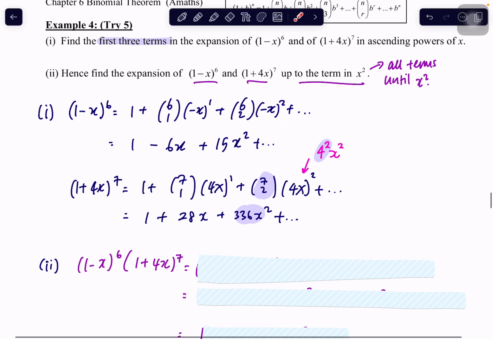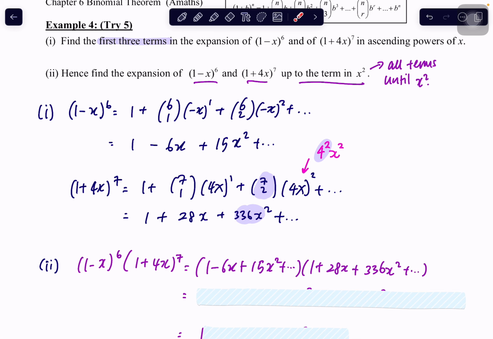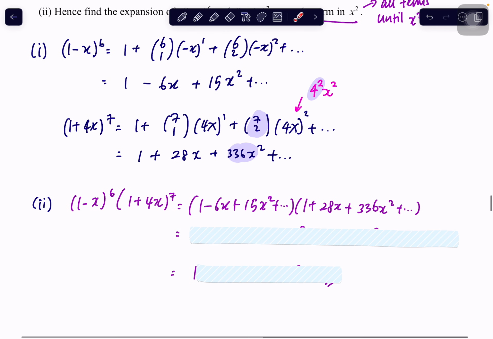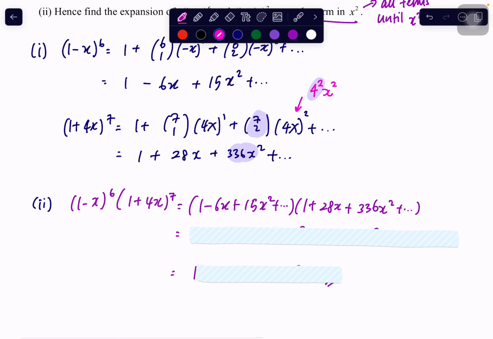Alright, so likewise, the question wants us to find the expansion of these two terms up to the term in x squared. So this question is exactly the same as the previous one, where you have to use the terms that you have obtained from part 1 and multiply them term-wise to the other expansion, until you get the x squared term. Right, so I should be focusing on this expansion. So 1 times 1, 1 times 28x, 1 times 336x squared.